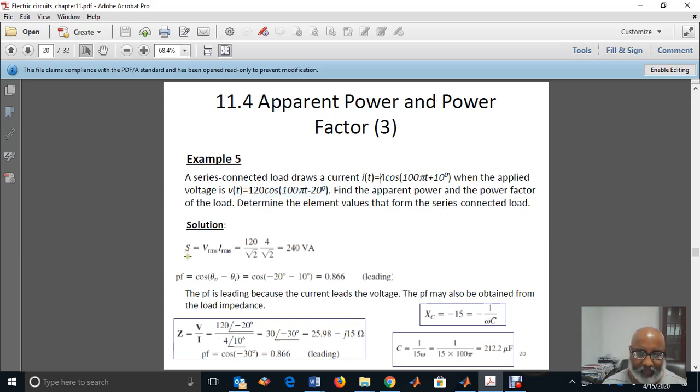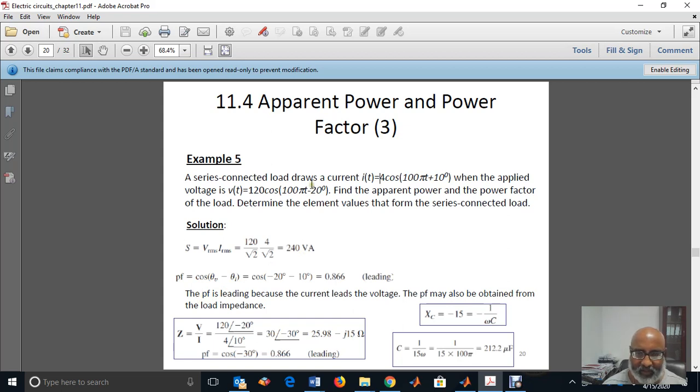What is the apparent power? Vrms times Irms. Vrms is V peak over radical 2, Irms is I peak divided by radical 2. That gives 240 volt ampere. The unit is volt ampere.